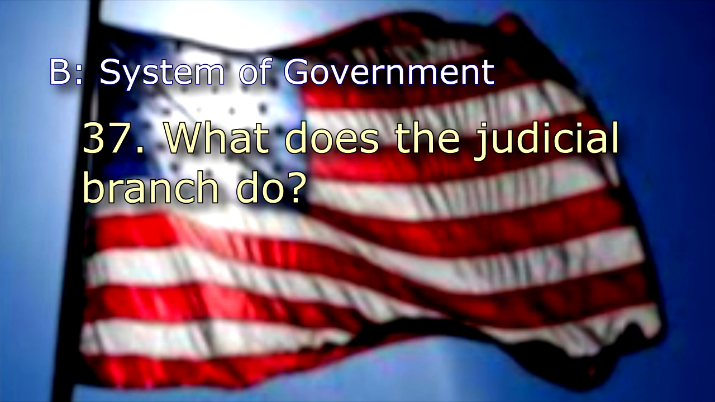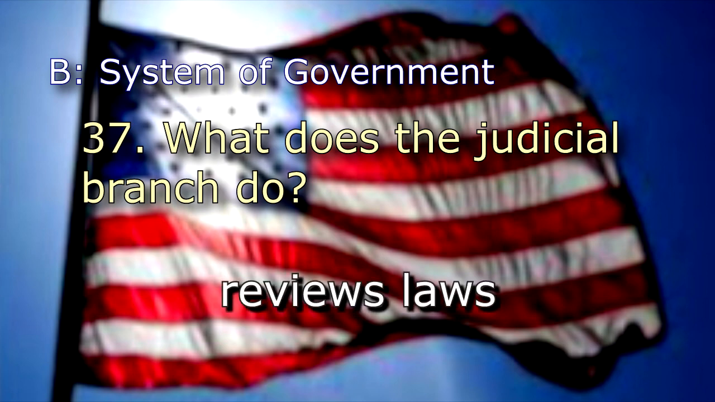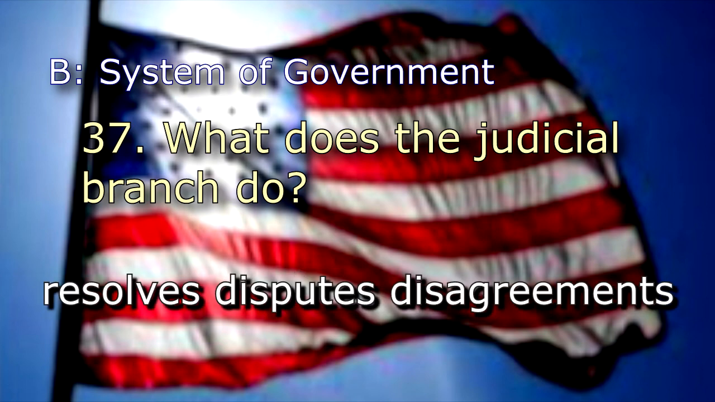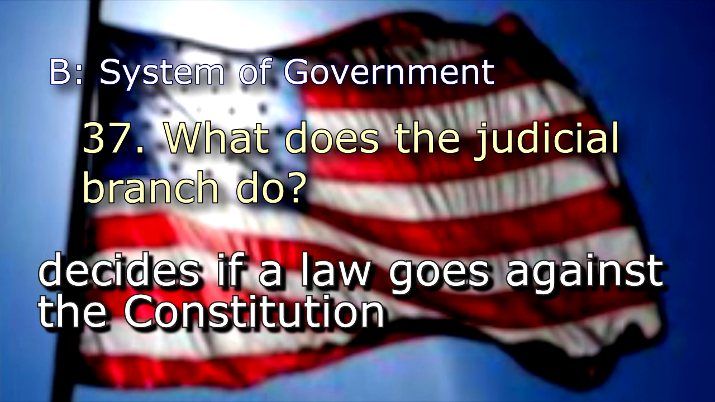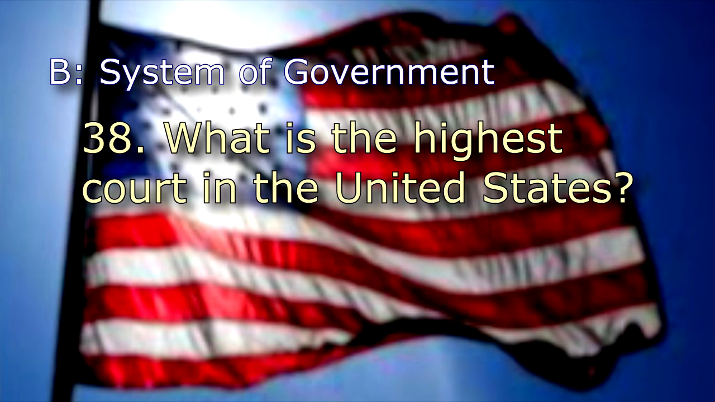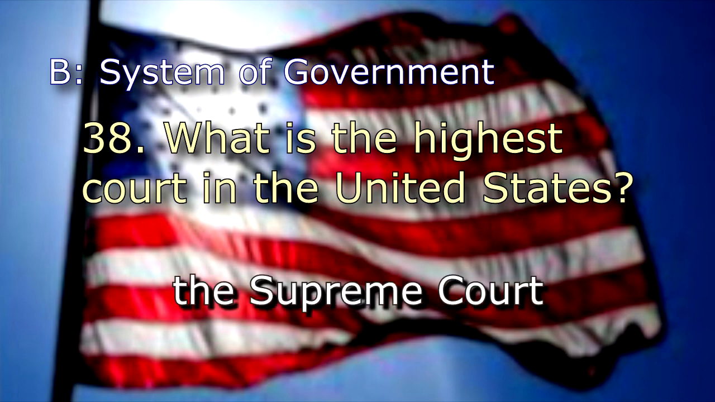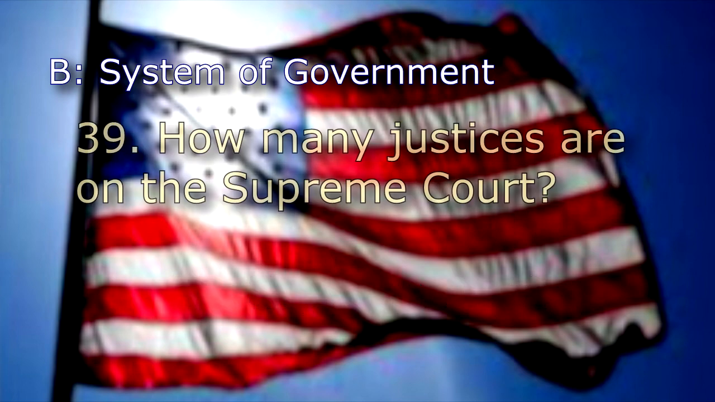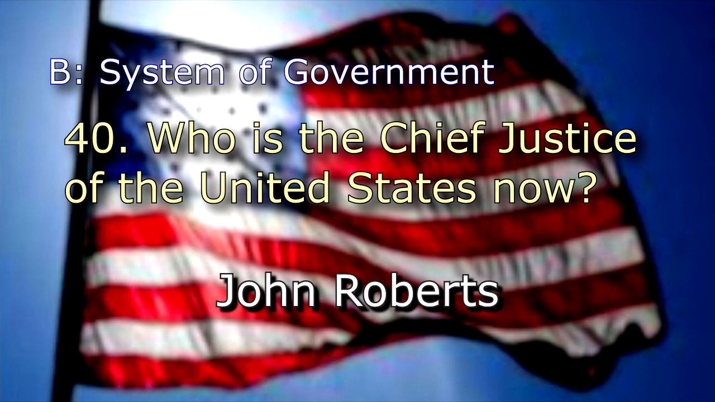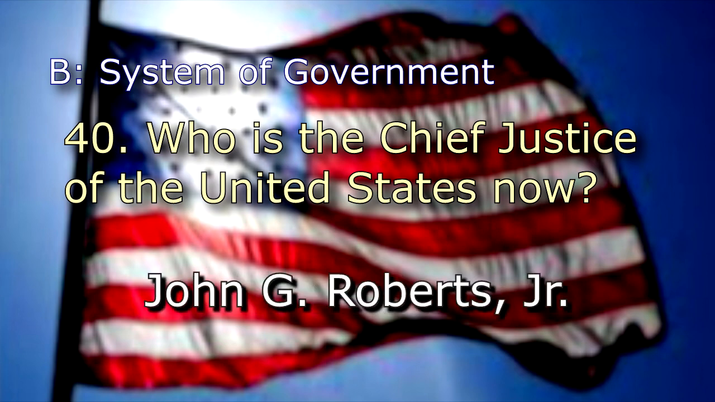37. What does the judicial branch do? Reviews laws. Explains laws. Resolves disputes, disagreements. Decides if a law goes against the Constitution. 38. What is the highest court in the United States? The Supreme Court. 39. How many justices are on the Supreme Court? 9. 40. Who is the Chief Justice of the United States now? John Roberts. John G. Roberts Jr.